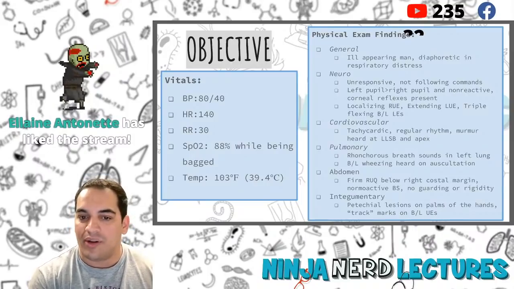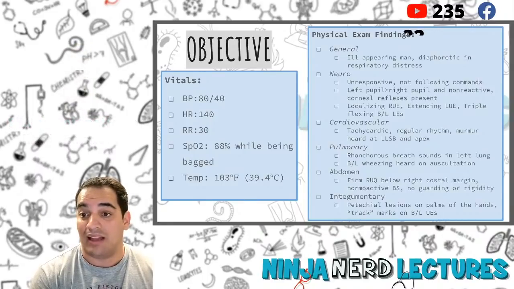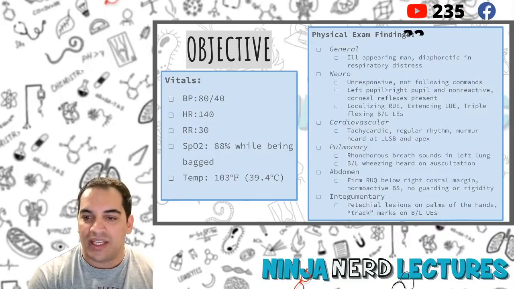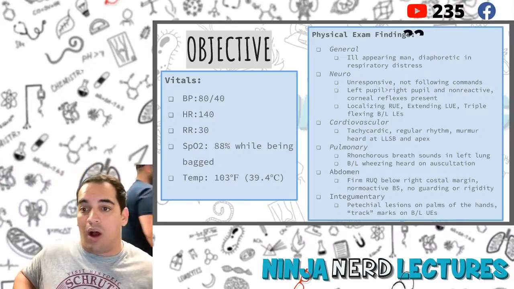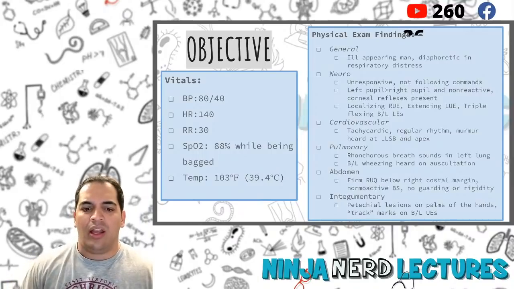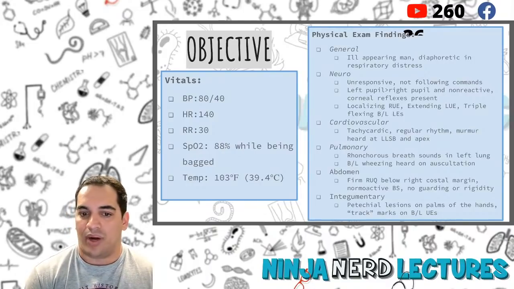You hear some rhonchorous breath sounds, really, really heavy in that left lung, and you hear wheezing bilaterally on auscultation. You palpate his abdomen. It's relatively soft except in the right upper quadrant near his right costal margin. It's a little firm, you kind of feel. But he's got normal active bowel sounds. He's got no guarding or rigidity present there.